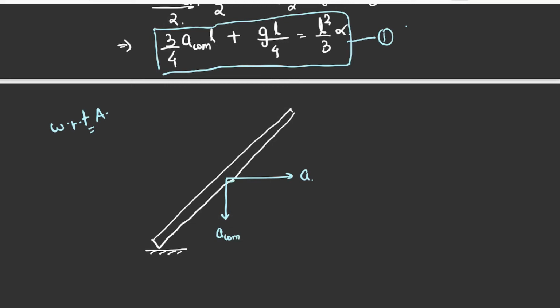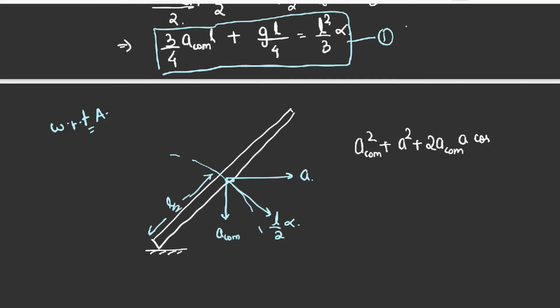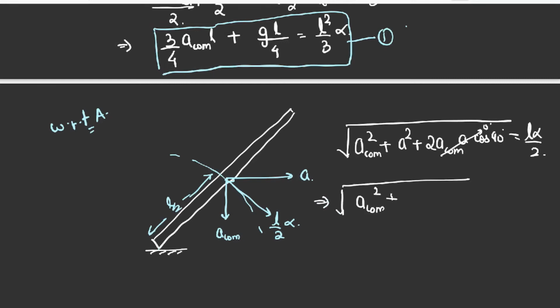And these two vectors are 90 degrees apart. With respect to A, this particle is doing circular motion, and its net acceleration is L by 2 alpha, because the radius is L by 2. Is that clear? So I got this expression. Using the vector concept, I can say the square root of ACM square plus A square plus 2 ACM into A into cos 90 is equal to L alpha by 2. Cos 90 comes out as 0. So I get ACM square plus root 3 of ACM whole square is equal to L alpha by 2.